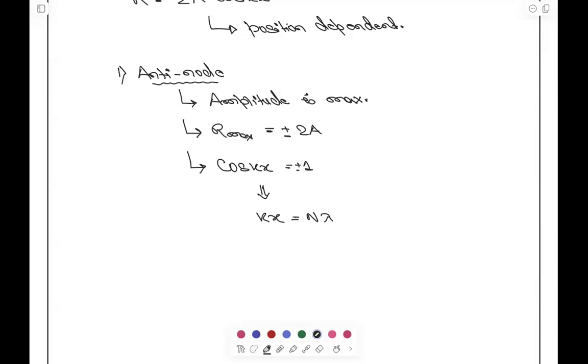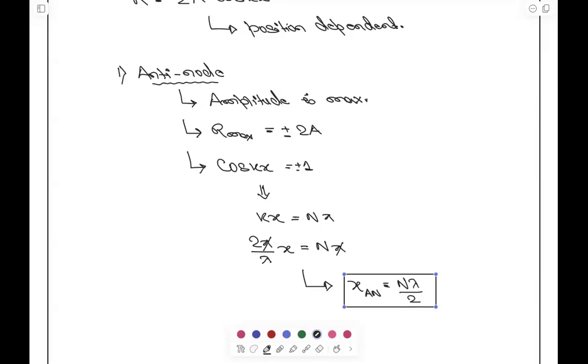What is k? k is nothing, it is 2 pi by lambda. It is 2 pi by lambda into x. Sorry, it is n pi, not n lambda. It is n pi, so pi cancels with pi. What are we getting here? We are getting x antinode an, which is equal to n lambda by 2. We are getting n lambda by 2.